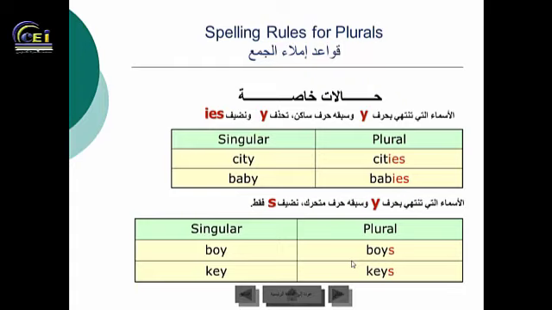Some words end in y: we delete y and put ies in the plural. Say, the example city. City is singular, but the plural is cities. Baby, babies. We put s after words ending in a vowel plus y. Say, boy in singular, but the plural is boys. Key, keys.